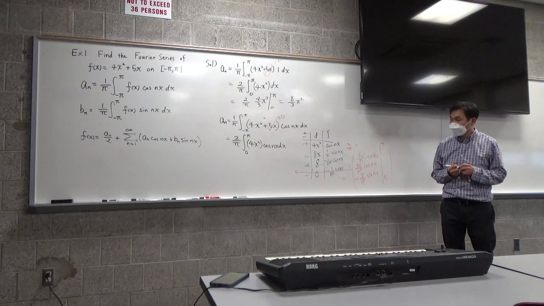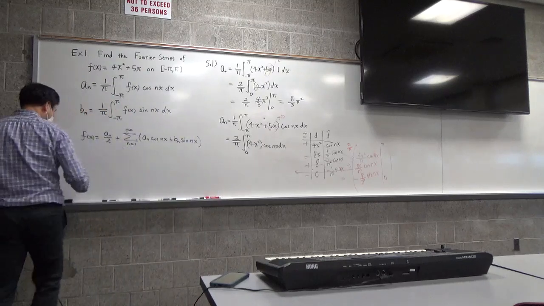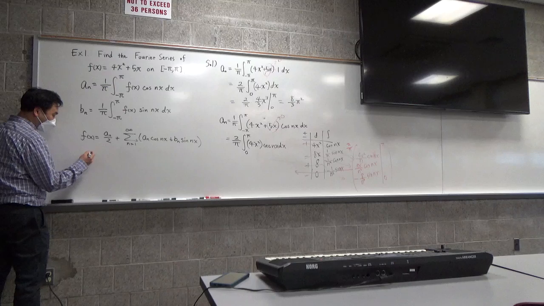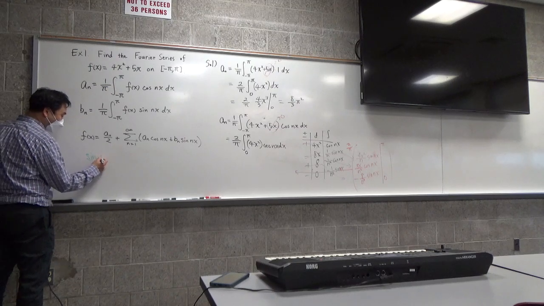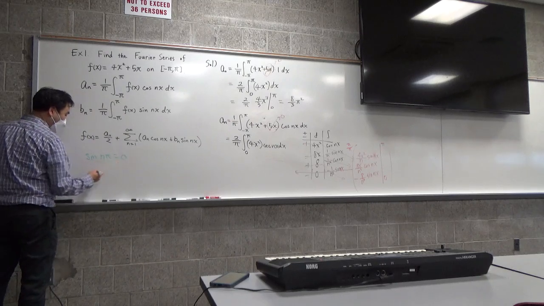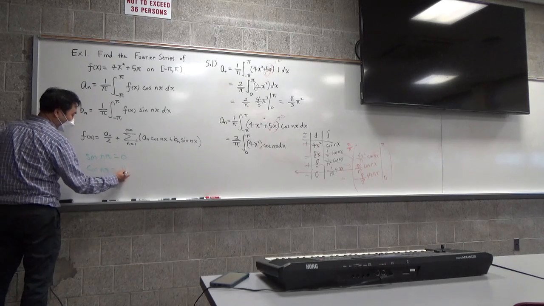Let's see if you remember what we talked about last time. While going over the slides, I said that you don't have to take notes, but please do write these two. Sine n pi is equal to what? 0. Very good. How about cosine n pi? Negative 1 to the nth power.